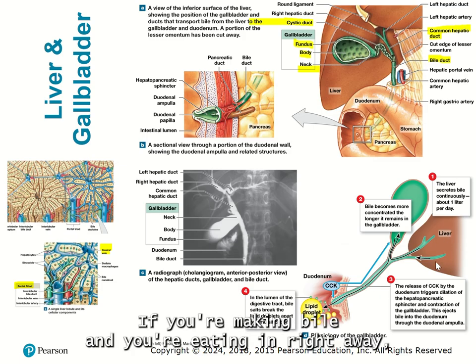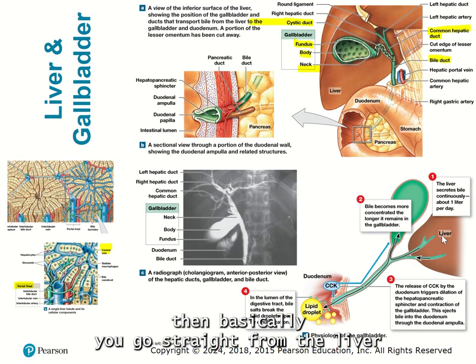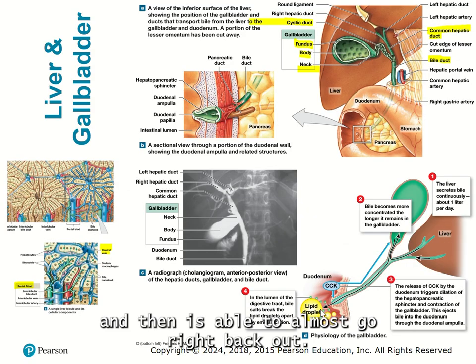If you're making bile and you're eating and right away you have that fat content within the duodenum, then basically you go straight from the liver and it's able to almost go right back out, and so you can use it immediately.